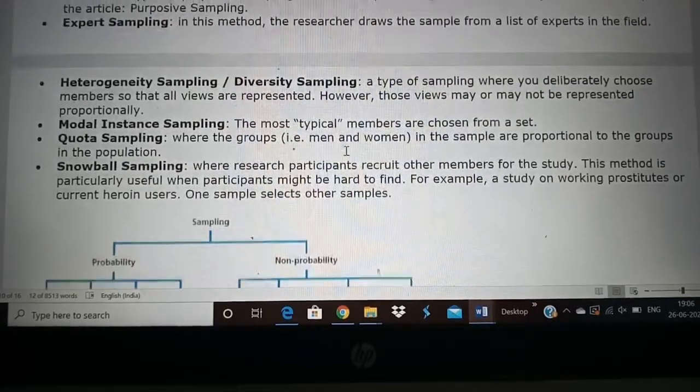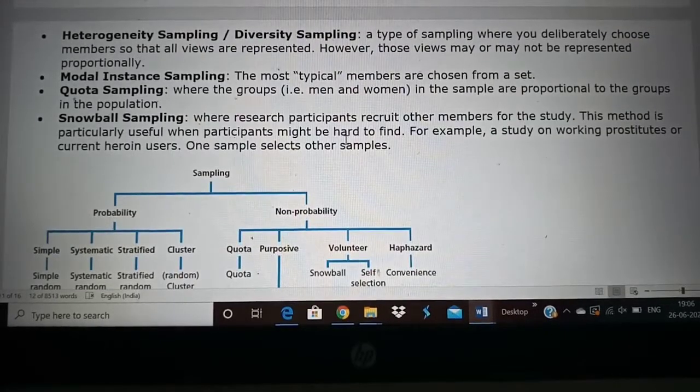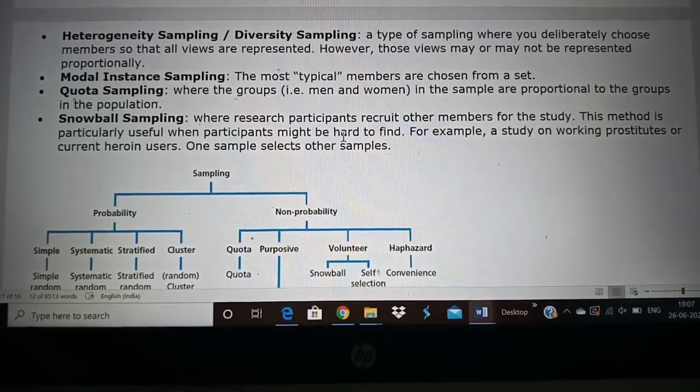Then the next type of sampling is heterogeneous or diversity sampling. Here you should know the meaning of heterogeneous and homogeneous. Homogeneous means same kind of group, for example, all females, all males. Heterogeneous means a mix of males and females or a mix of young and old people. So in heterogeneous sampling, without a probability, in the previous probability sampling, stratified sampling was there.